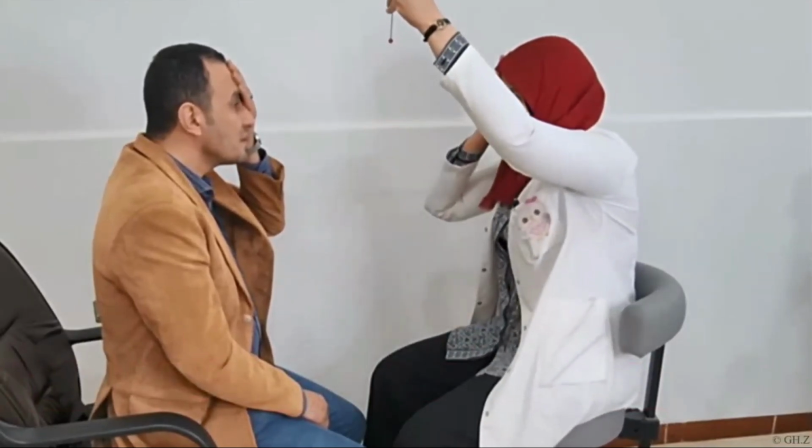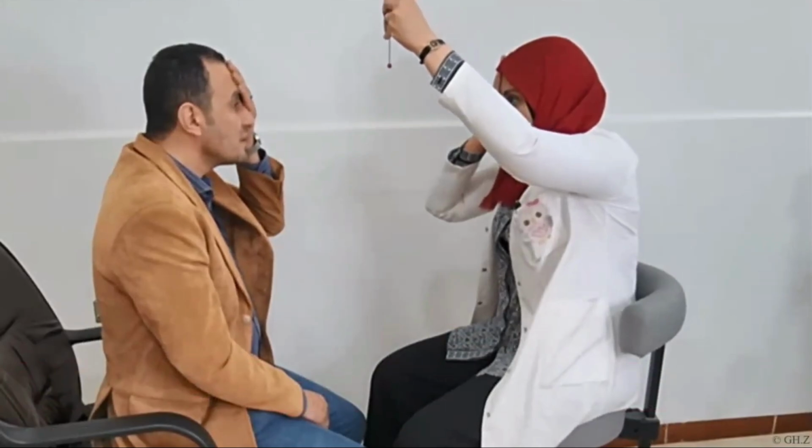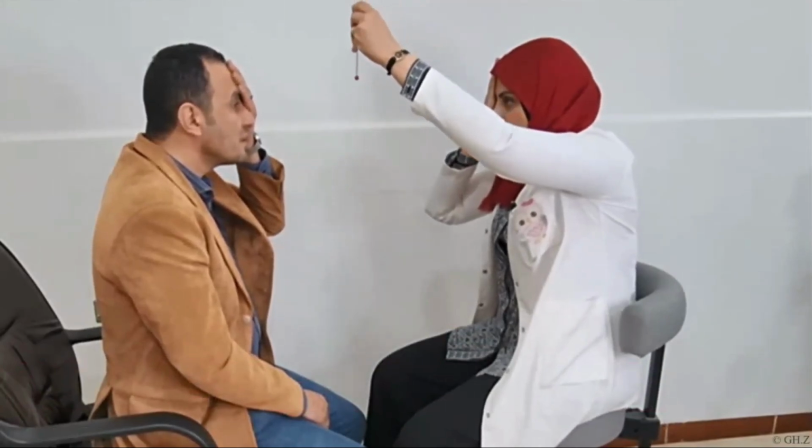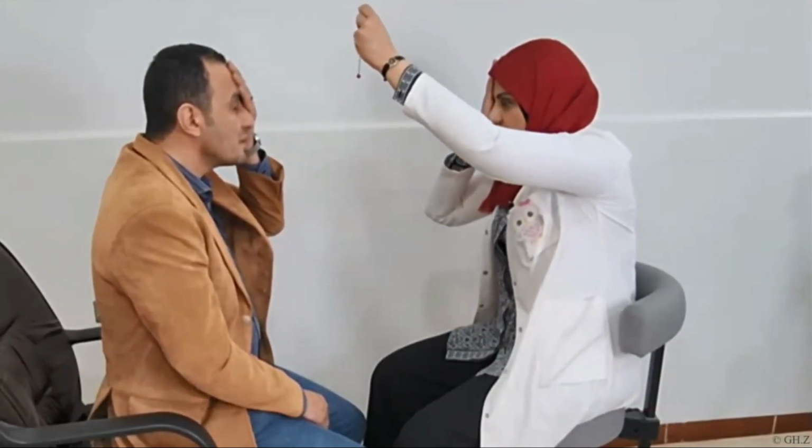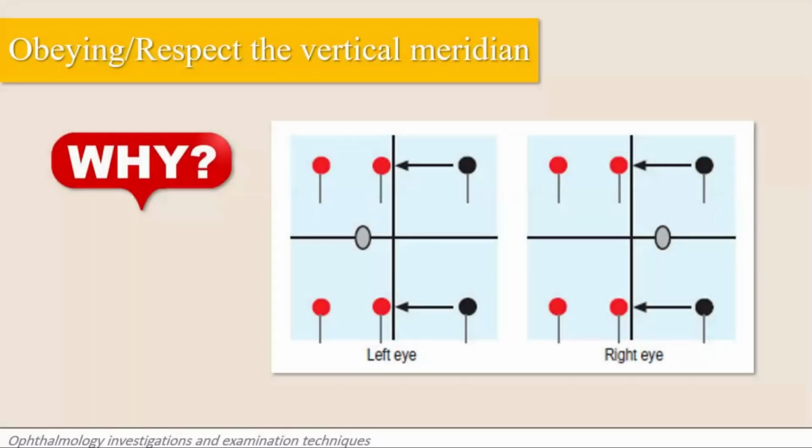Okay, and here is the upper temporal quadrant. Then moving it horizontally, so I'm adjusting my hand, to the upper nasal quadrant. Last time, if you notice that you have a homonymous hemianopia, like this case, you have to check for vertical: does it obey the vertical meridian or not? It has a significance, and we'll talk about it later in the next two classes.